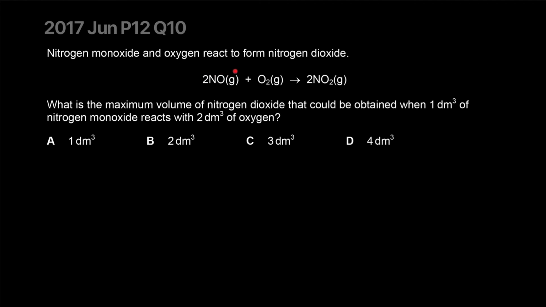Nitrogen monoxide and oxygen react to form nitrogen dioxide. What is the maximum volume of nitrogen dioxide that could be obtained when 1 decimeter cube of nitrogen monoxide reacts with 2 decimeter cube of oxygen? Now, one thing to note is that I could convert these into moles, but it's just a difference of 24. I'll have to divide this by 24 and multiply the value by 24. So what I can do is just use these values.